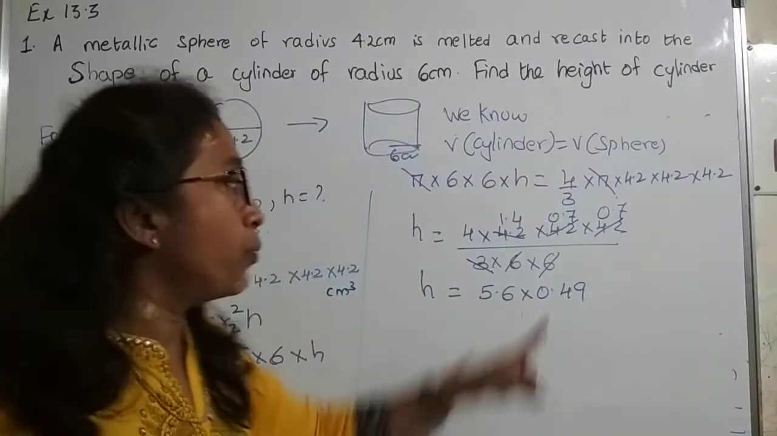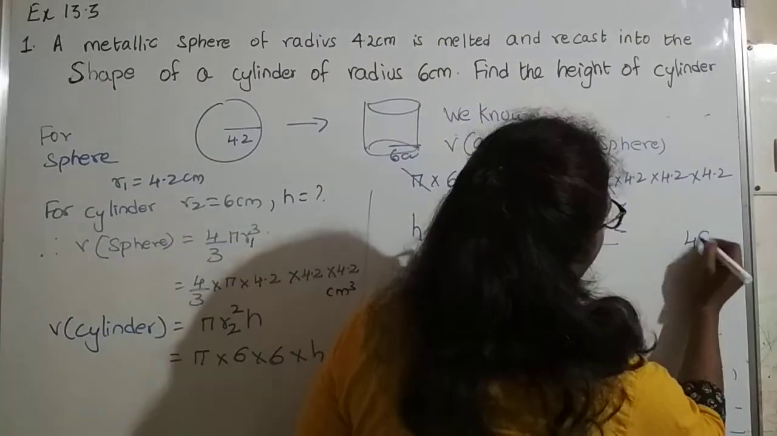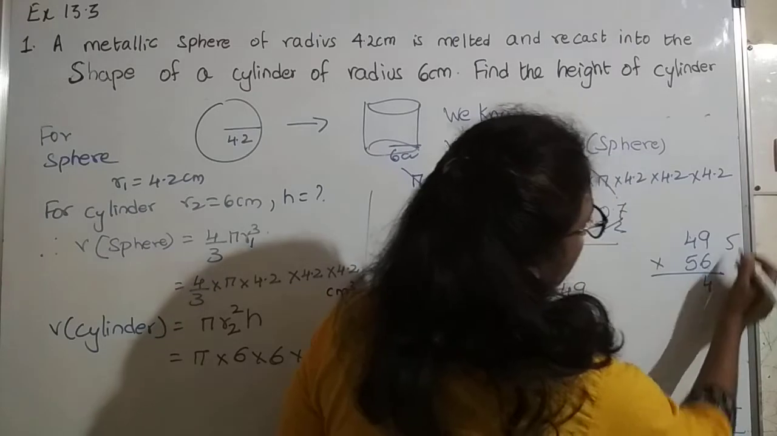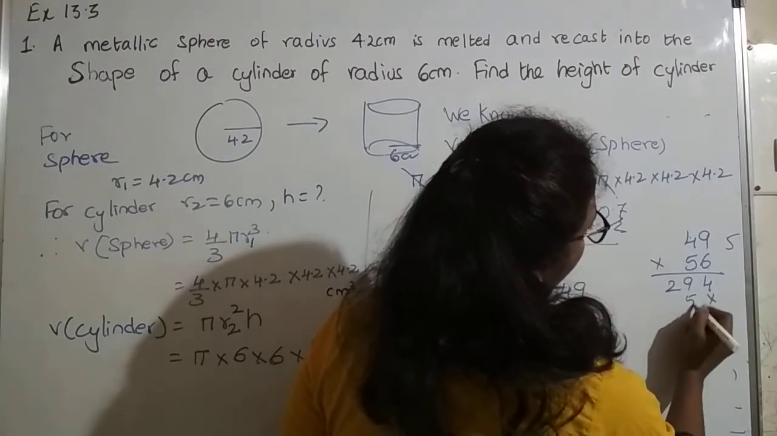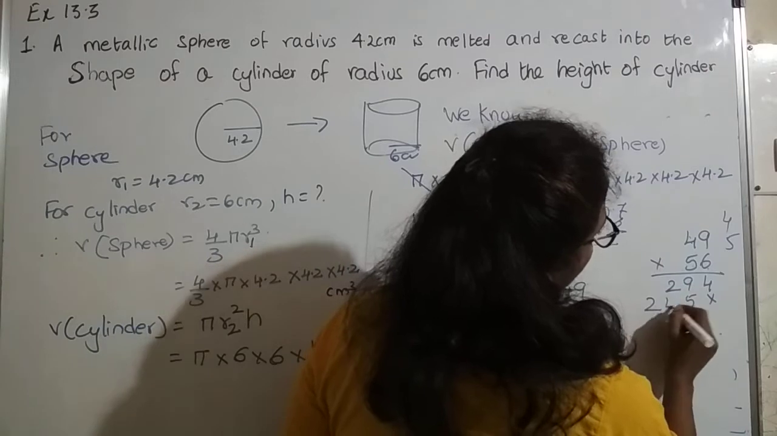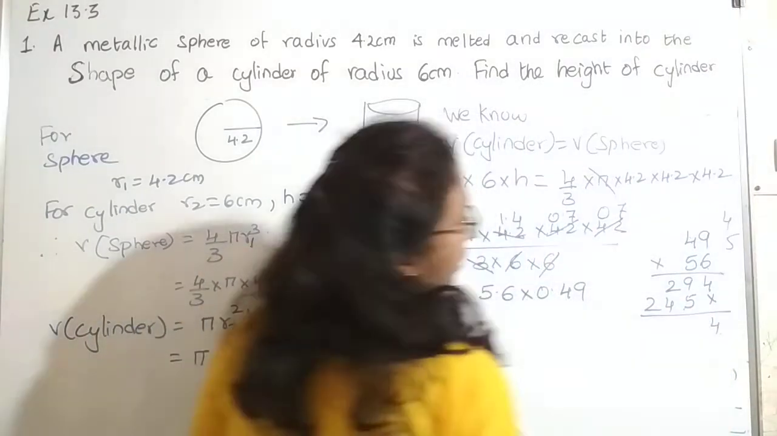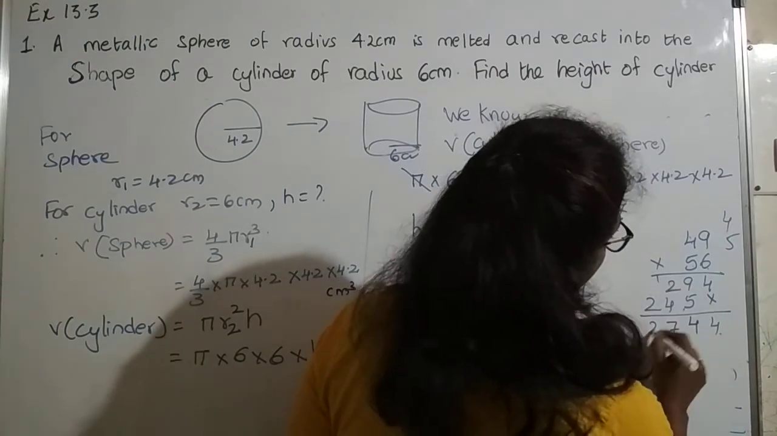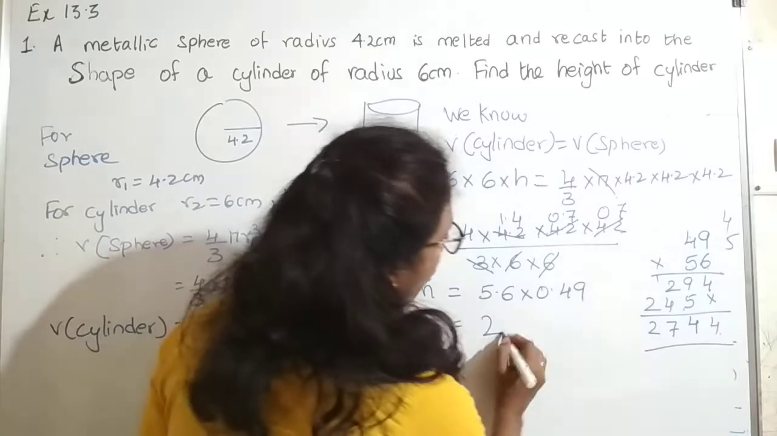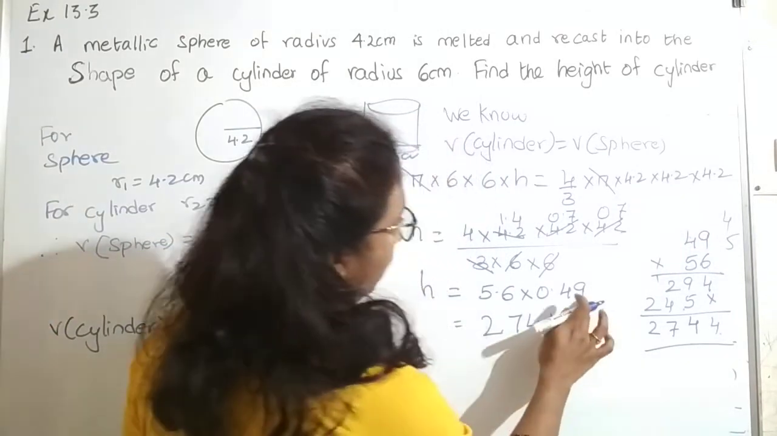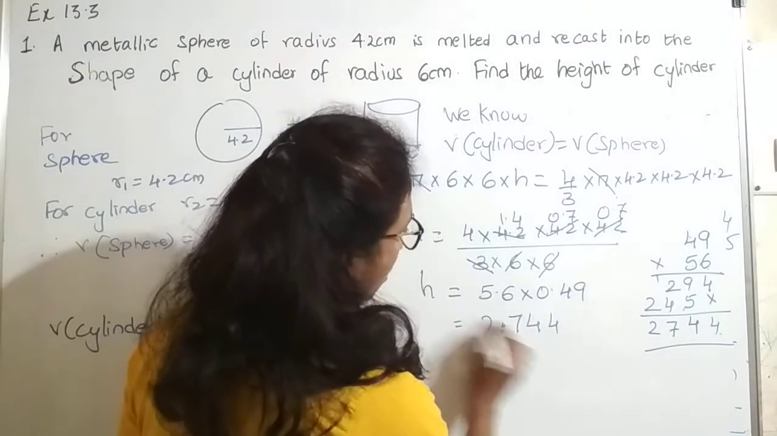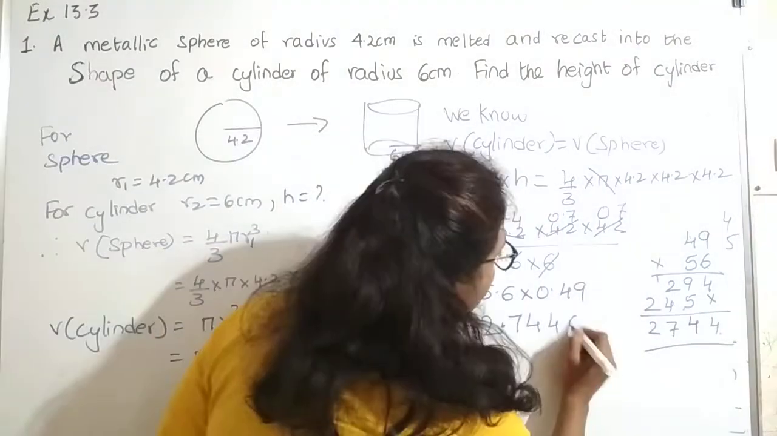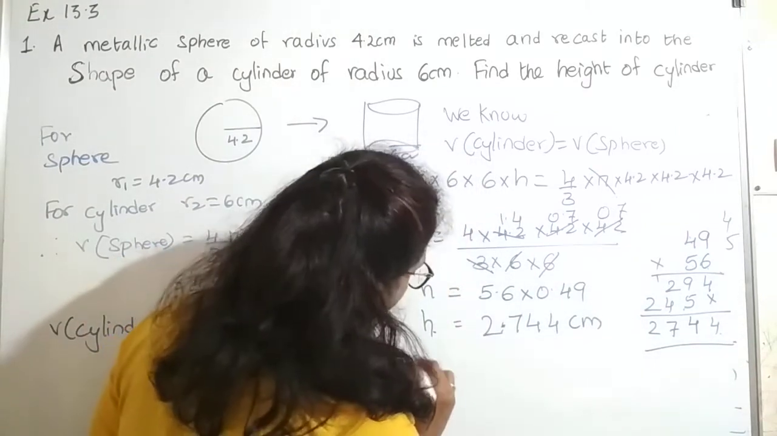Here we have 0.49, since 7 sevens are 49, so the point comes after two numbers. So let's calculate 49 into 56. 6 nines are 54, 5 carry 24, so 29. Then 45, 5 fours are 20, 24. So just check the calculation. 9 plus 5 will give you 14. Then 5 sixes, 7 twos. So here I have 2744. The point is after three numbers: 1, 2, 3. So the height I am getting is 2.744 centimeters. Just see how easily we got the final answer.